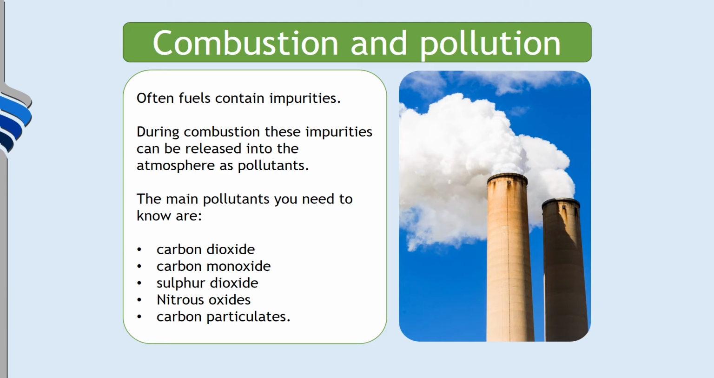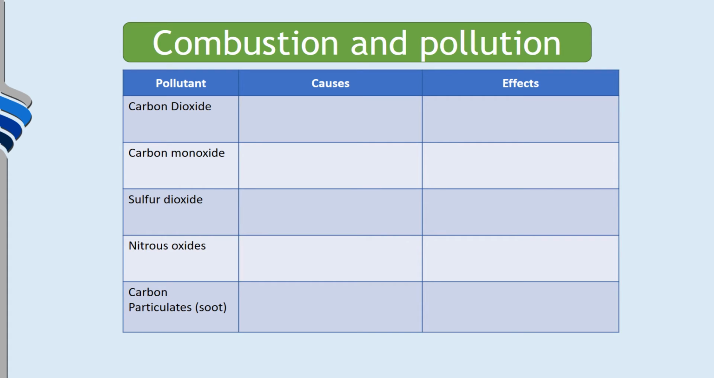It's not just carbon and hydrogen, and they contain other things that also cause problems to our environment. The ones we need to know about are carbon dioxide, carbon monoxide, sulfur dioxide, nitrous oxides, and carbon particulates, or soot. So we're going to go through each of those 5 different atmospheric pollutants.